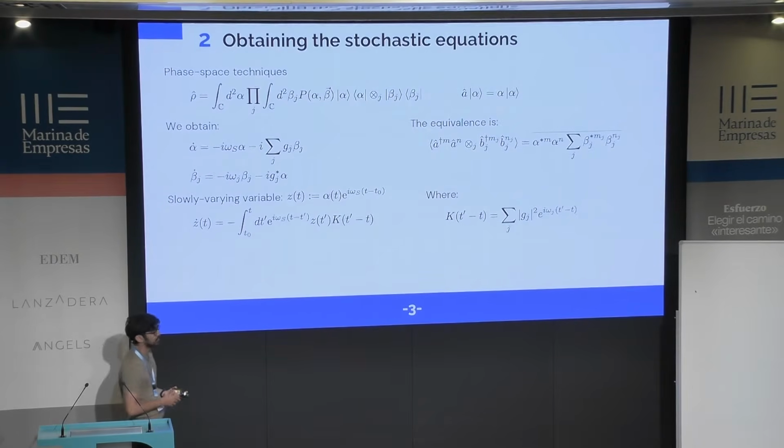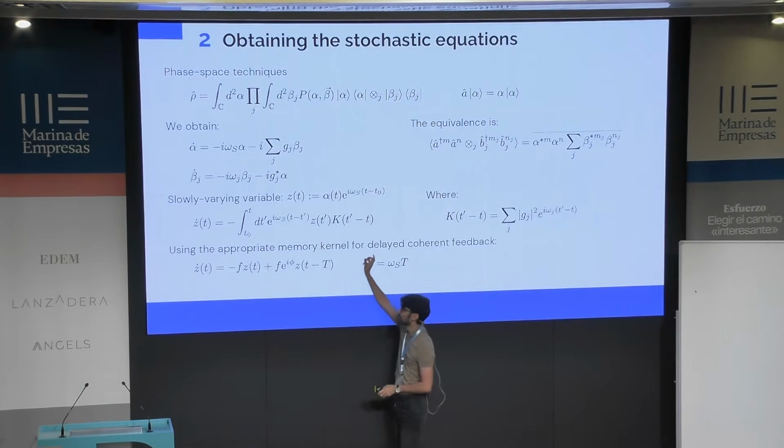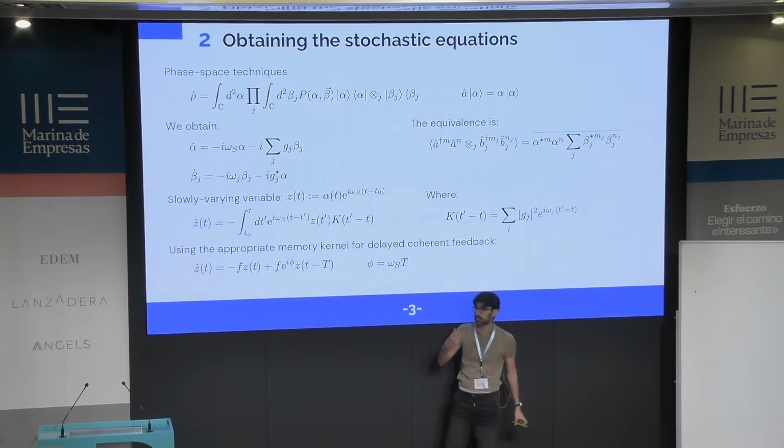Now, if I want to talk about a laser with delayed coherent feedback, as I told you at the beginning, it would be nice to take this memory kernel and particularize it for the problem of delayed coherent feedback, right? So picking the proper memory kernel, we get to this stochastic Langevin equation, all right? It's just picking this memory kernel according to delayed coherent feedback and then performing the integral. If you need any more details, I will be happy to discuss it later.